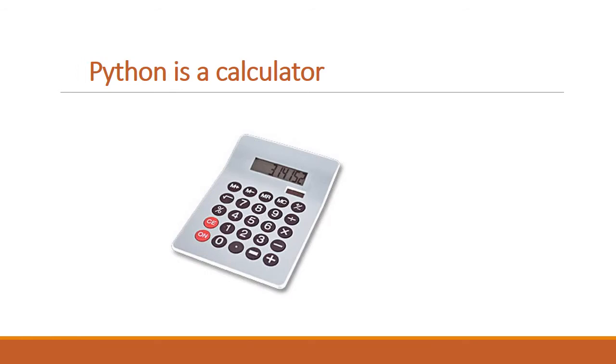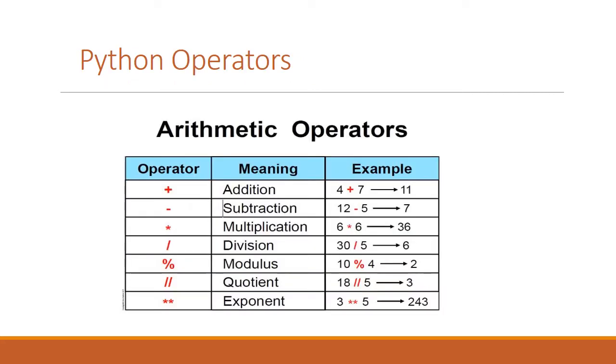In some instances, we can think of our Python program as a calculator. We have 7 operators that are available to us. We have the addition operator, the subtraction operator, the multiplication operator, and note that multiplication is represented by an asterisk. We have division, we have modulus, we have quotient, and we have exponent.